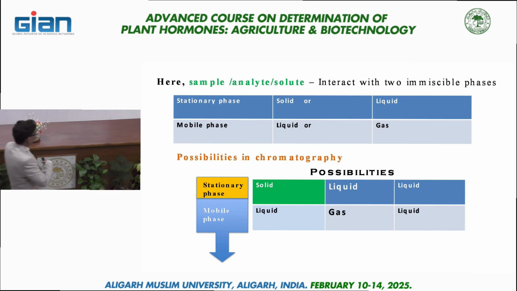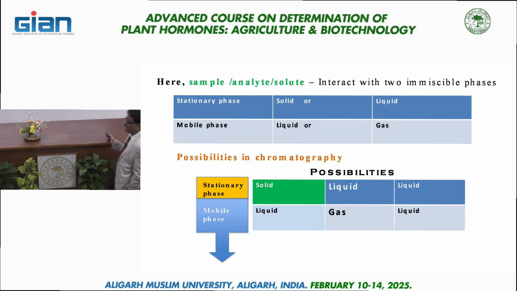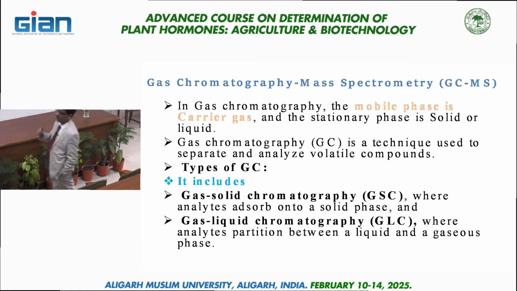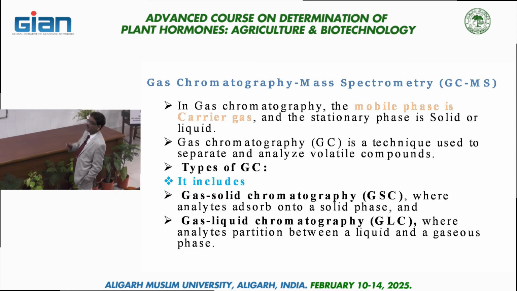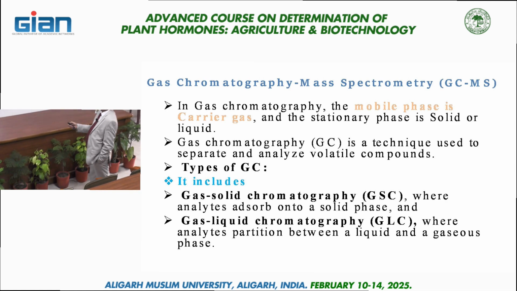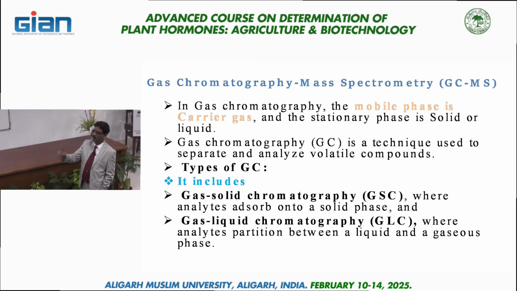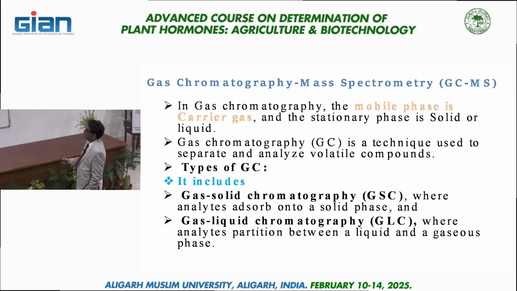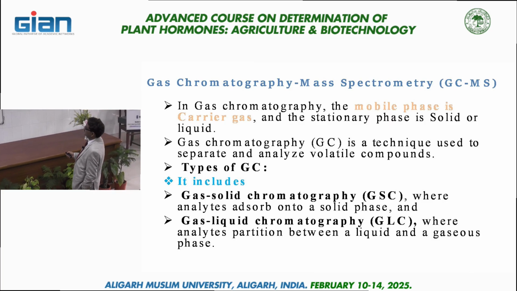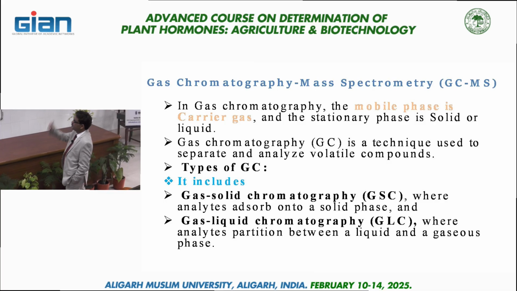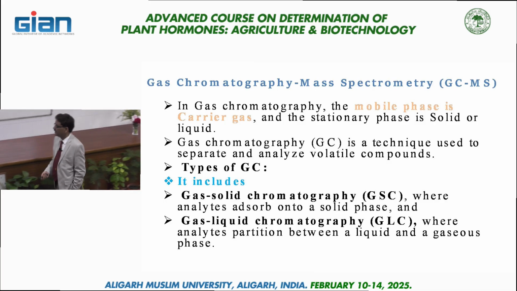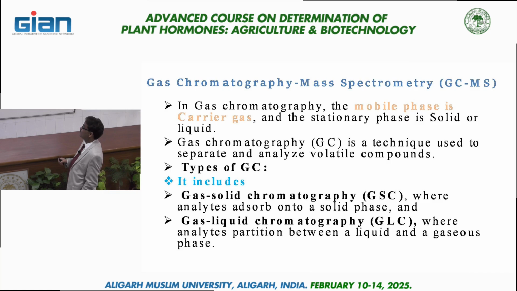We then have gas chromatography and mass spectrometry. In gas chromatography, the mobile phase is basically a carrier gas, and the stationary phase is a solid or a liquid. This is the basic thing. GC is a technique used to separate and analyze volatile compounds.